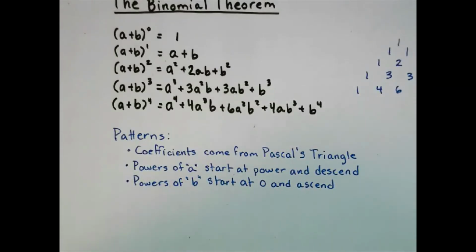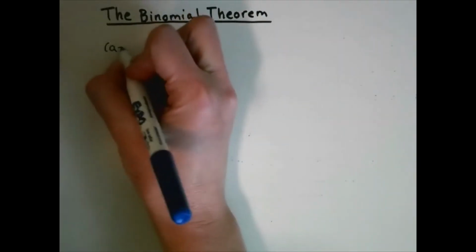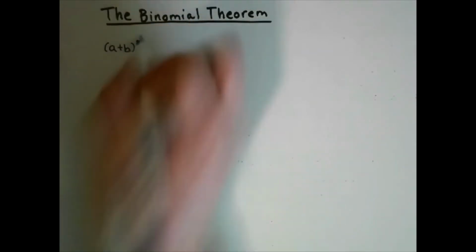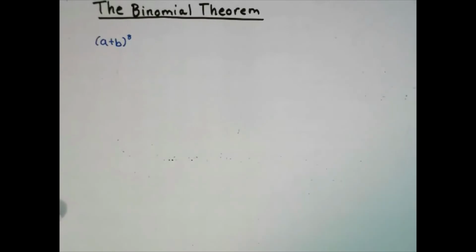Okay, so again, the 3 patterns: the coefficients come from Pascal's triangle, the powers of a start at whatever the power is and descend, and the powers of b start at 0 and ascend. Okay, so now let's say I want (a + b) to the 8th power. We could see how it would be very painful to multiply a plus b times itself 8 times. But now we're going to use the patterns.